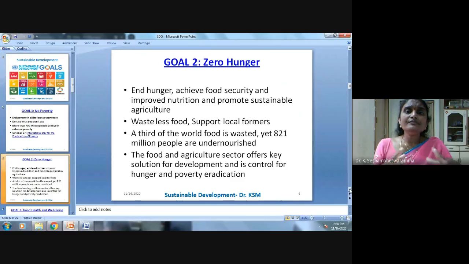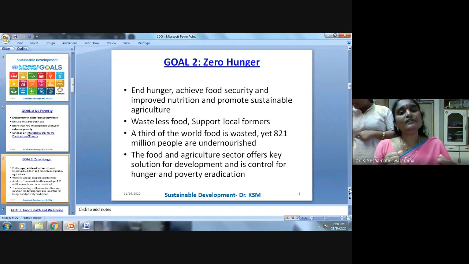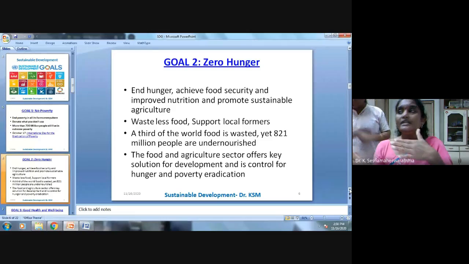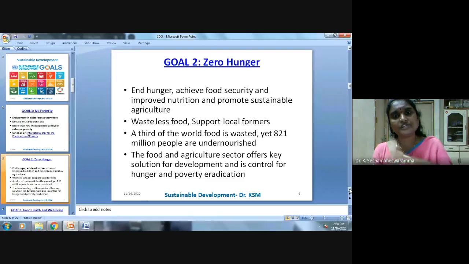So a third of the world's food is wasted, yet 821 million people are undernourished. See the things. Wherever undernourishment is going on, you have to educate. You can cultivate your own food, even in your home gardens. The majority of people, knowingly or unknowingly, may not take proper food. Even some rich people may not be taking good, healthy, nutritious food. In this direction also, you have to educate.